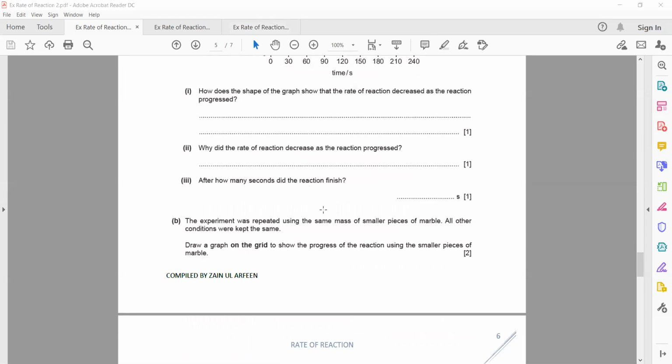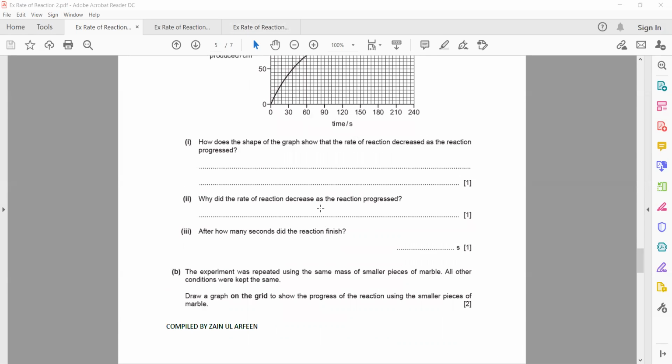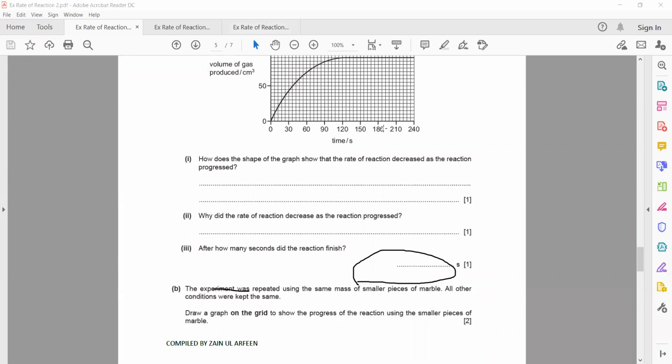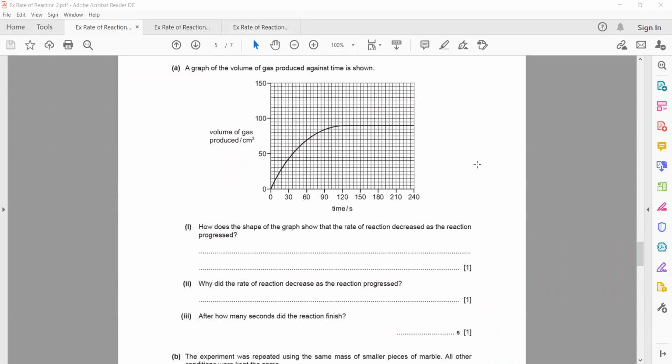The experiment was repeated using the same mass of small pieces of marble. All the conditions were kept the same, but with small pieces. So what will happen if I use small pieces of calcium carbonate? And we have to draw a graph on the grid to show the progress of the reaction with the small pieces. So what will be the shape of the graph?